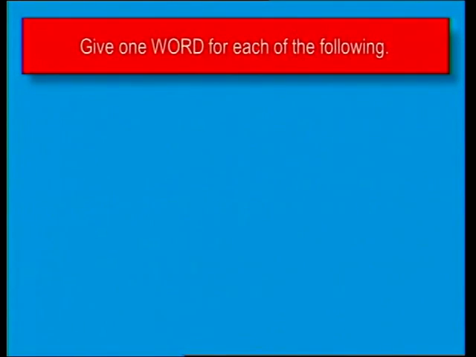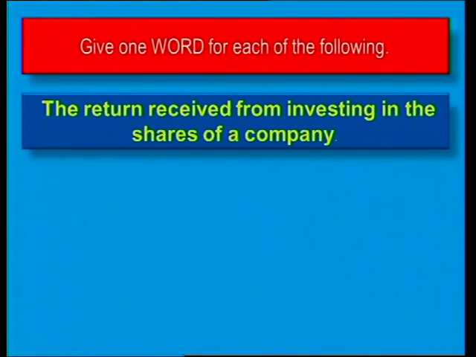Now, the next one. The next statement is, and Leicester, you like this, the return received from investing in the shares of a company. Was this in a previous question paper? This question could have been even asked differently. Or it could have been an option in a previous question asked a few minutes ago. So it's just another way of phrasing this particular concept.